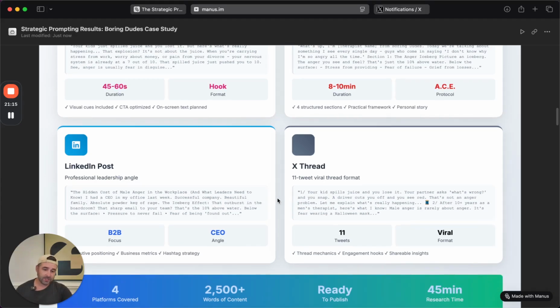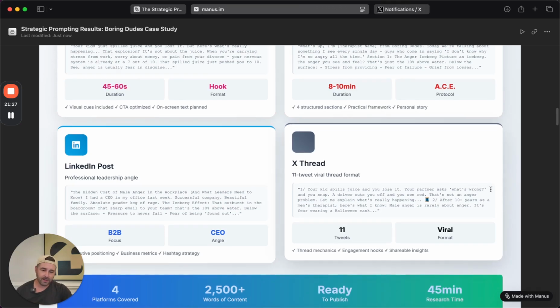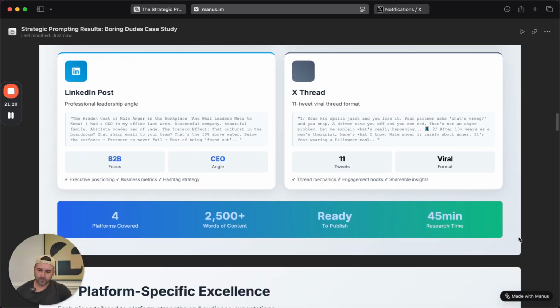And then we've got an X thread here. I personally wouldn't do a thread. I would think about like a video or a long form text post, but it is what it is. Sometimes you need to work with AI a little bit. I didn't have the time to go through and edit, but you can see that here as well.